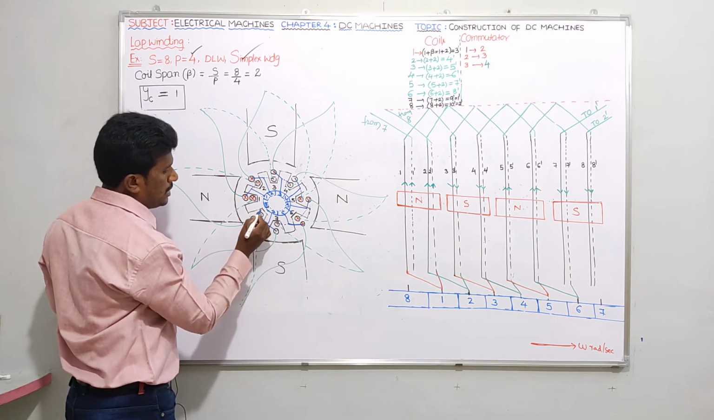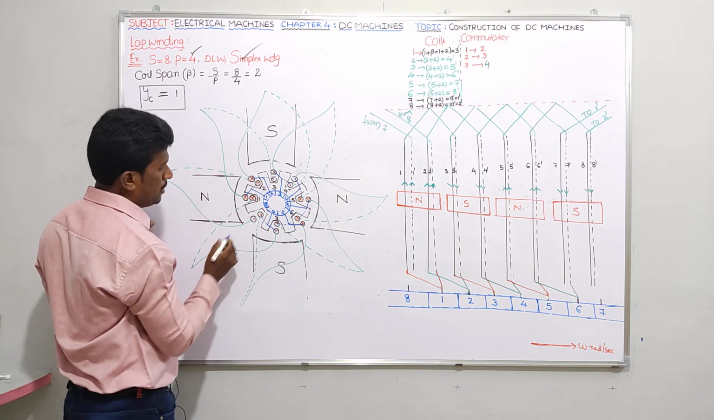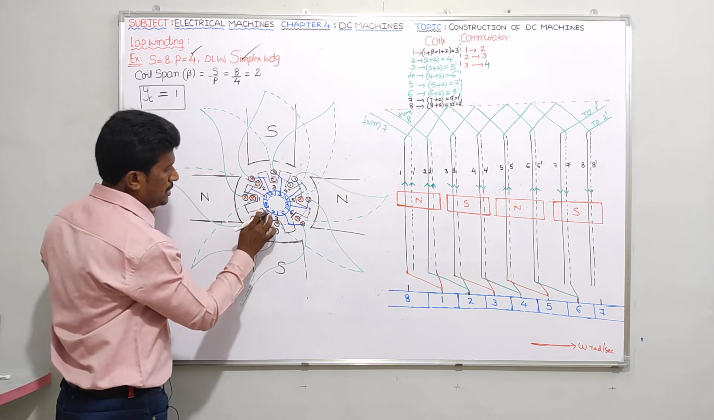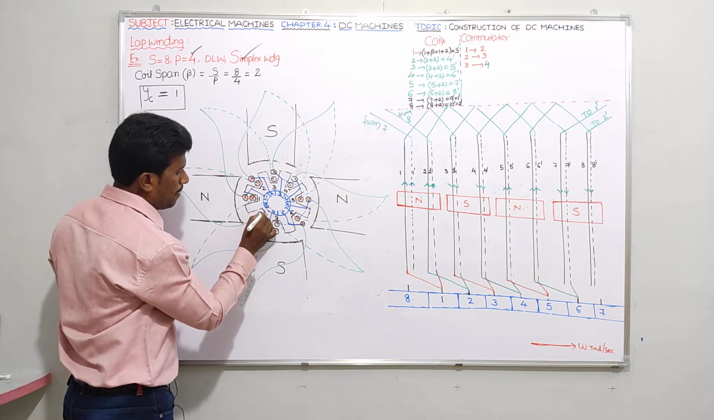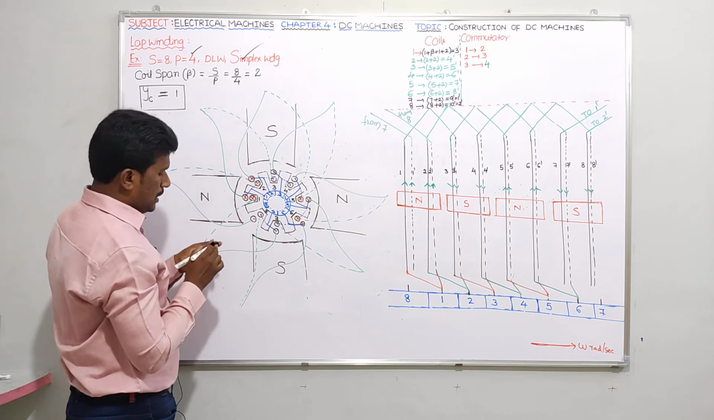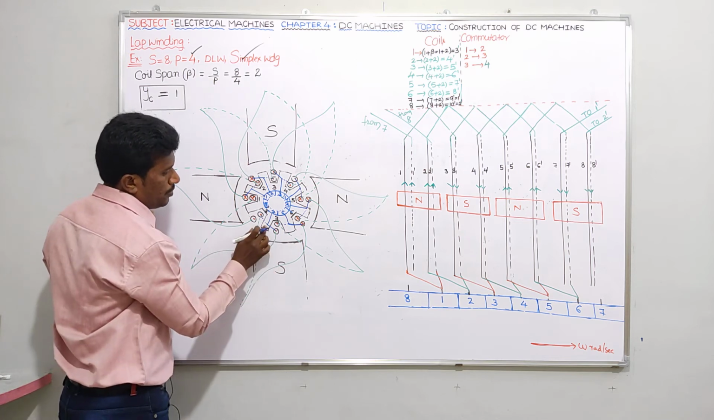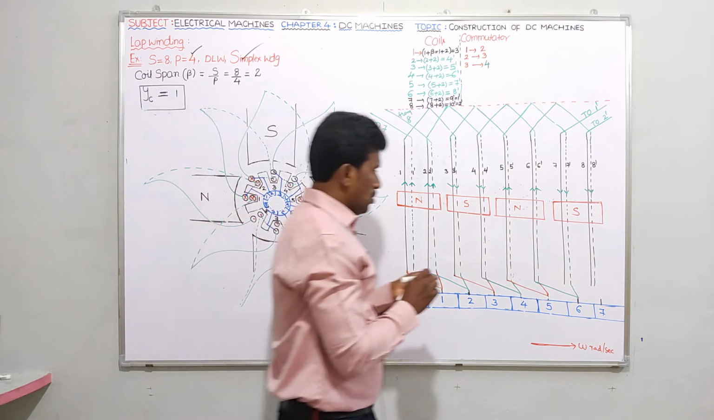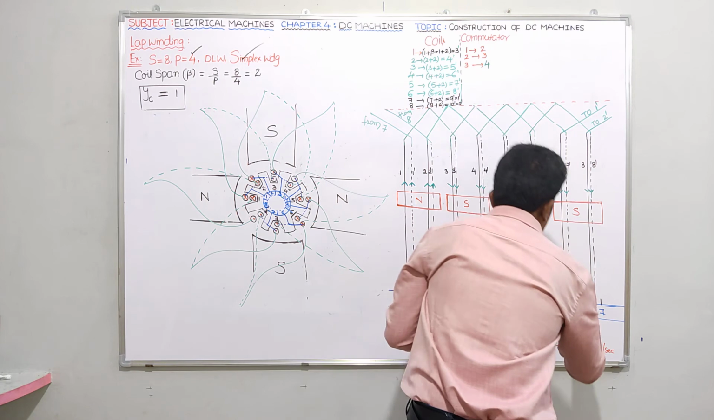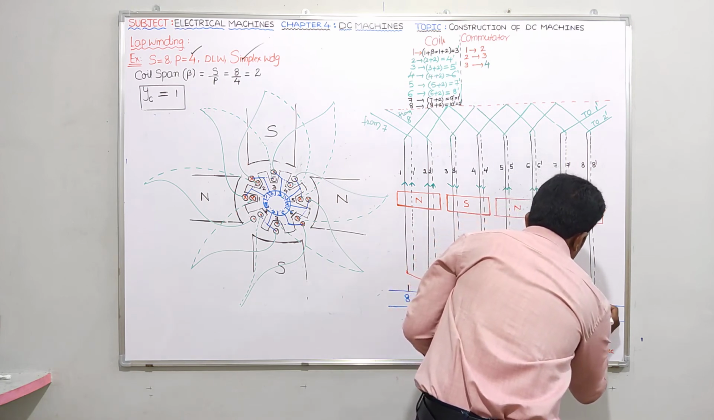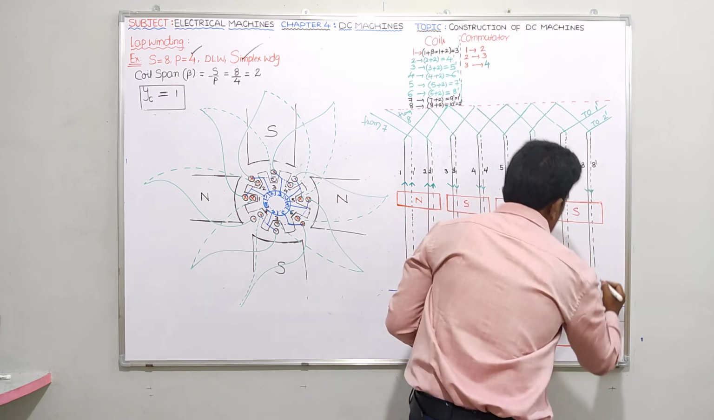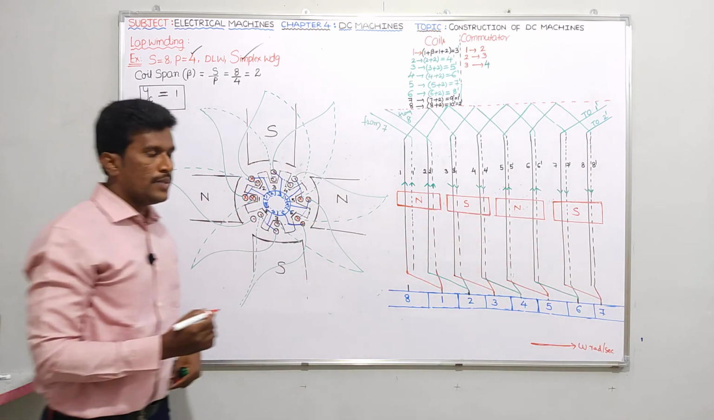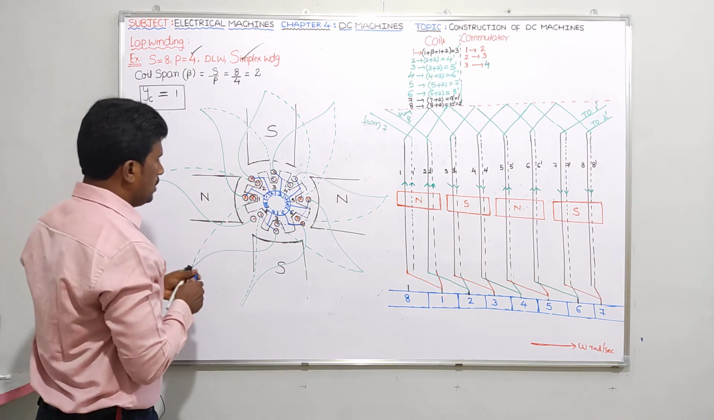It is extended to eighth slot lower. Slot number 8. For showing slot numbers, I just use a black color. So seventh slot upper is connected to seventh segment. It is extended to eighth slot lower, means 8 dash. So seventh slot upper means this one. It is connected to seventh segment like this. It is extended to 8 dash, means 8 dash will be connected here. Similarly, let me complete this one also.